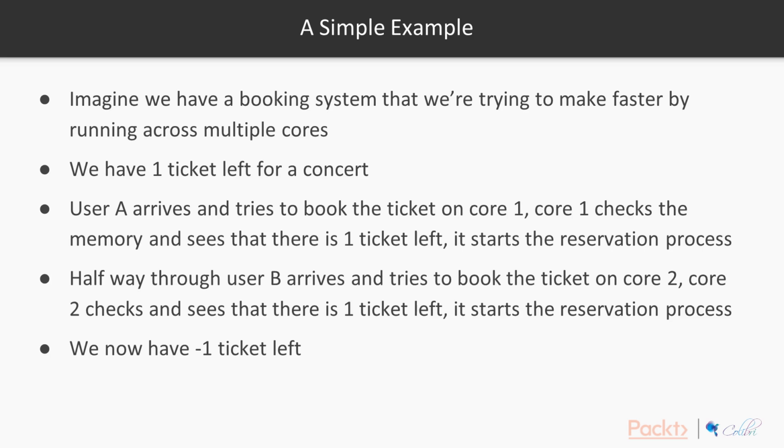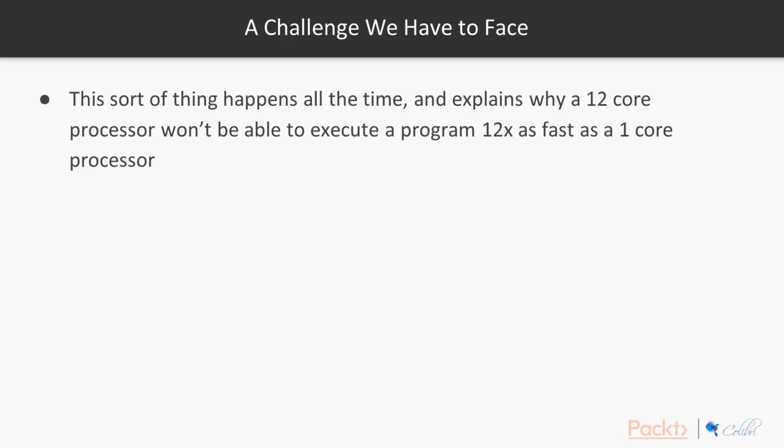So let's take a simple example. Imagine we have a booking system that we're trying to make faster by running across multiple cores. We've got one ticket left for a concert that booking system is controlling. User A arrives and tries to book the ticket on core 1. Core 1 checks the memory and sees that there's one ticket left. It starts the reservation process. Halfway through, user B arrives and tries to book the ticket on core 2 because core 1 is busy. Core 2 checks and sees that there's also one ticket left. It starts the booking process. We now have -1 tickets left. This sort of thing happens all the time and explains why a 12-core processor won't be able to execute a program 12 times as quickly as a 1-core processor.